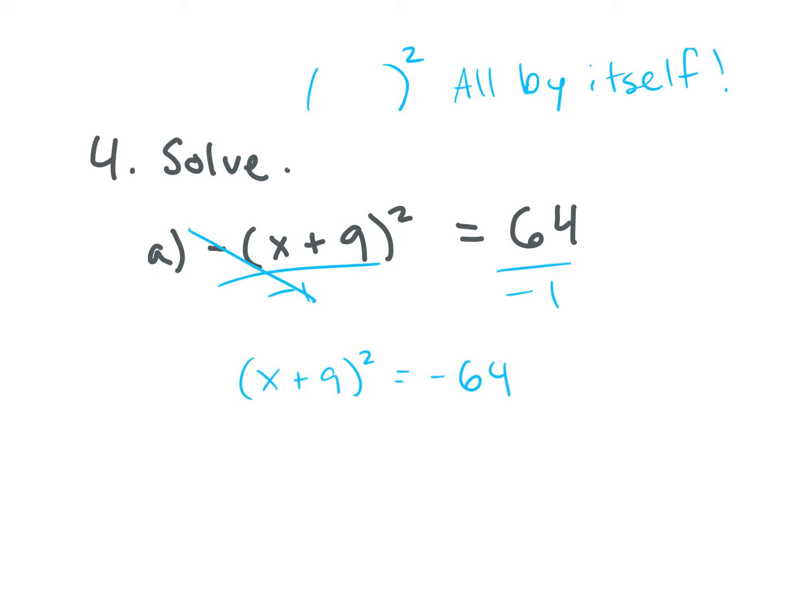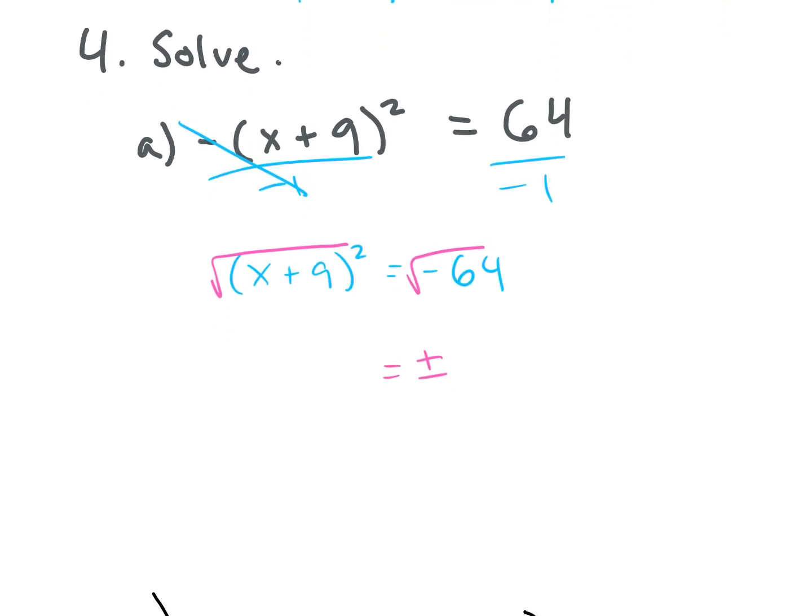Now once my parentheses is alone, what can I do? Square root it. What do I have to include when I take the square root of both sides? Plus or minus. Don't forget that plus or minus. So the square root and the squared cancel, so I'm just left with everything that's inside the parentheses, so x plus 9 on the left.